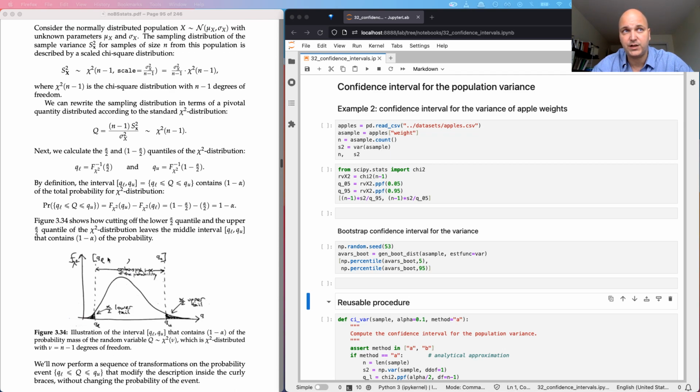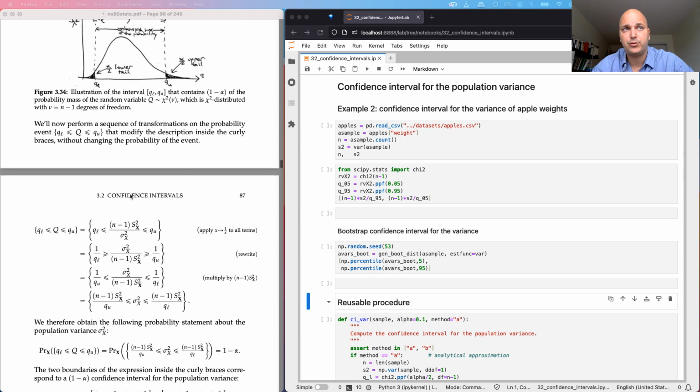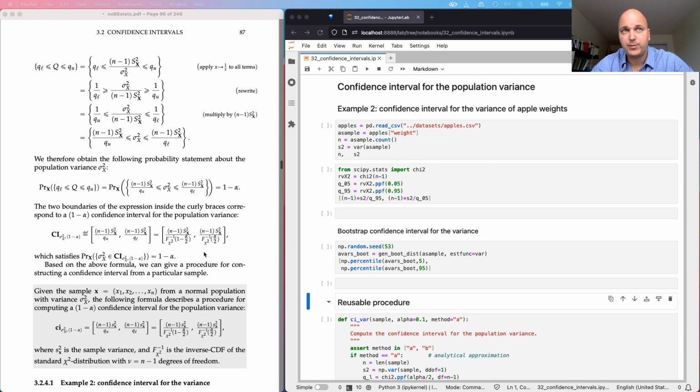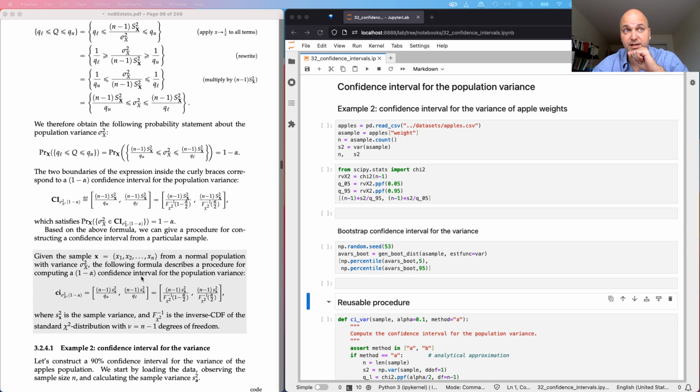You find the cutoffs in the chi-square distribution, the lowest alpha over 2 quantile and the upper alpha over 2 quantile. You do some inversion steps, and in the end we obtain an interval that contains the true population variance 1 minus alpha % of the time. This is the formula that works in general for the procedure, and this is the actual confidence interval, lowercase, which we compute from a particular sample. Okay?